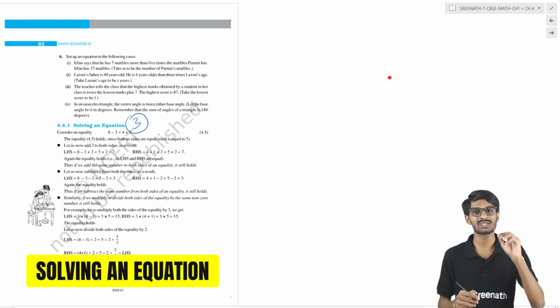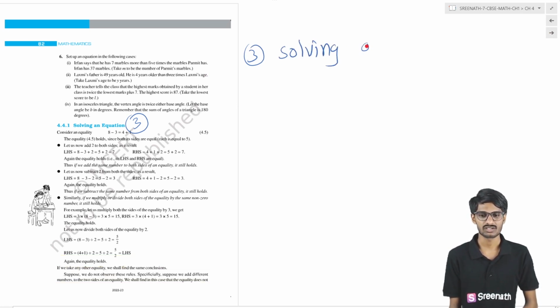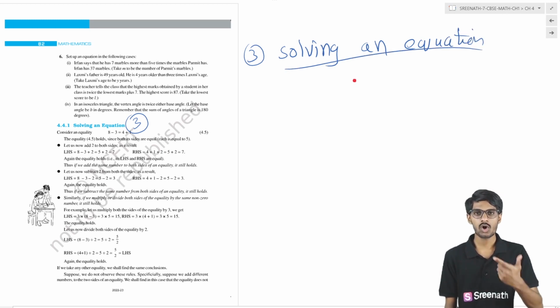Now we will enter into the third topic. What is the third topic? Solving an equation. Basically, we know how to set up an equation, and we know what an equation must have. Now we are going to learn how to solve an equation.